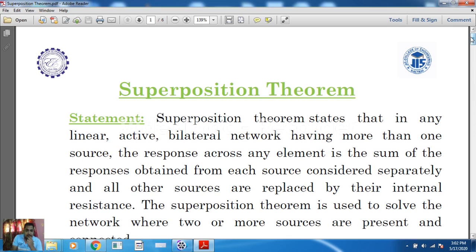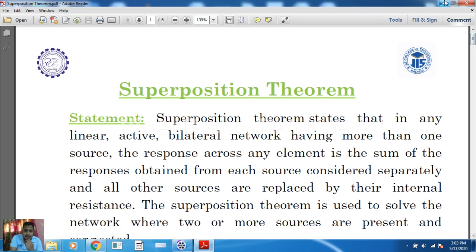A very important point is that a circuit which has only one source, there we cannot apply the superposition theorem. A circuit which contains a minimum of two sources, maybe voltage, maybe current source, we can apply the superposition theorem there. Now coming to the statement of the theorem.